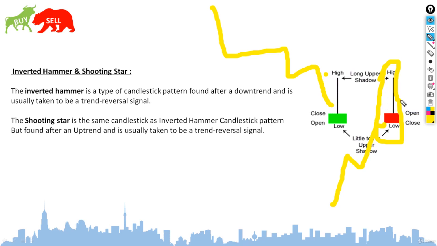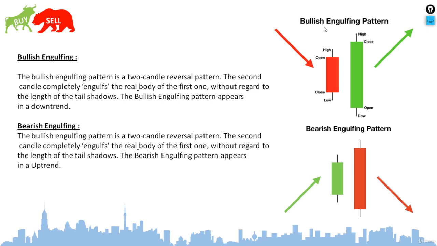So if we see that and the next candlestick goes to confirm this candlestick pattern, generally the trend reverses. Next, we are going to see bullish engulfing and bearish engulfing.